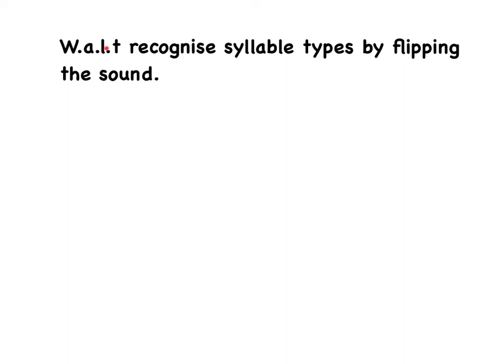We are learning to recognize syllable types by flipping the sound. Our vowels, A, E, I, O, U, have a short sound and a long sound. For example, A has a long sound and it sounds like this. Acorn. It's saying its name, and that's the long sound. But the short sound is the eh in apple.